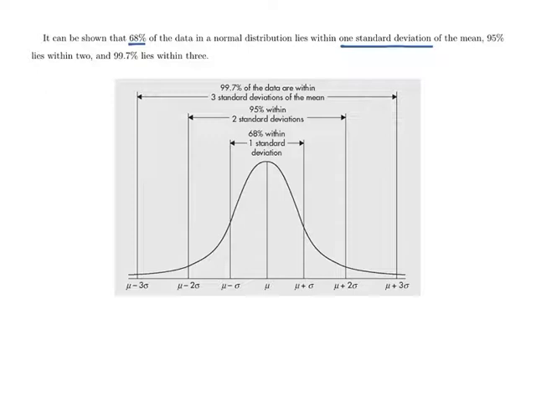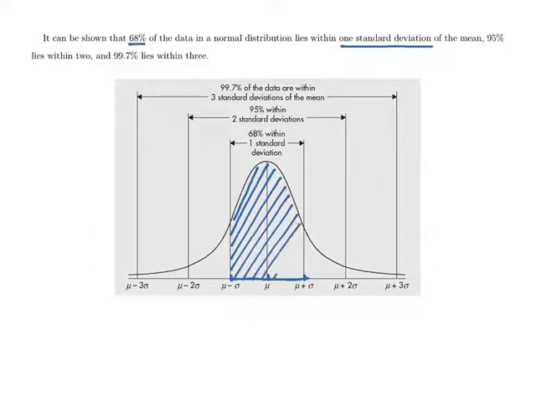So here's the mean, and if we subtract a standard deviation and add a standard deviation, we're looking at that range, and we're saying that the area under that normal distribution corresponding to that range is 68% of the total area under that normal distribution. And that's going to be exactly the case for any normal distribution.